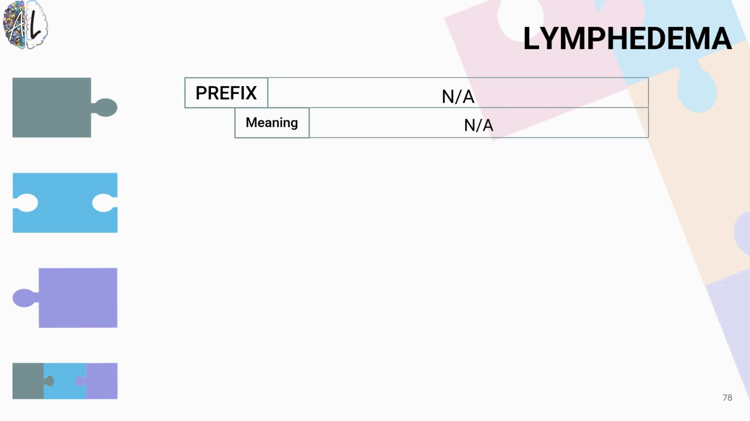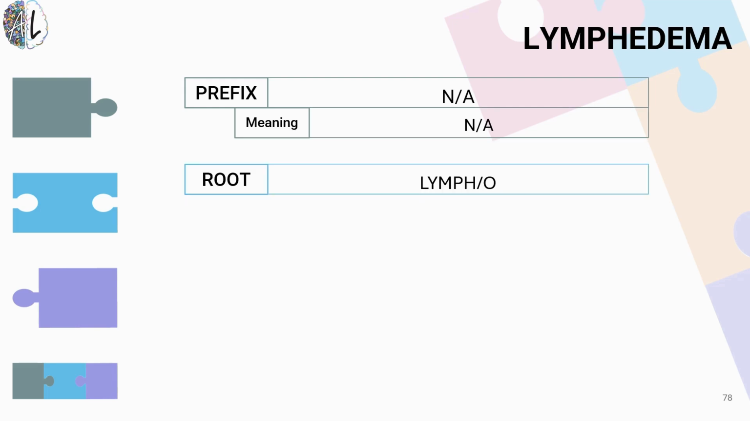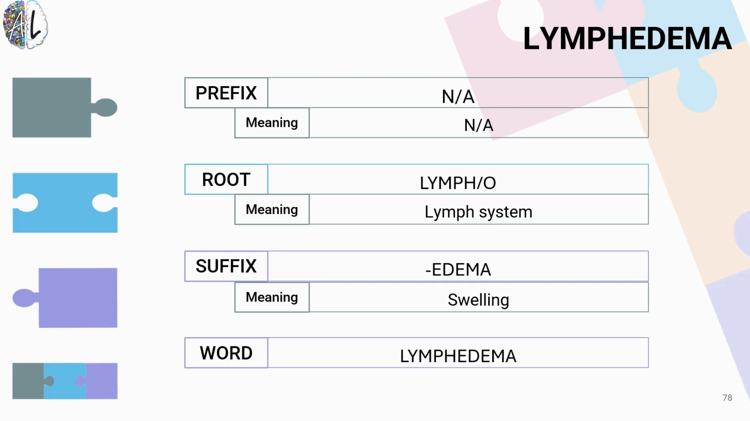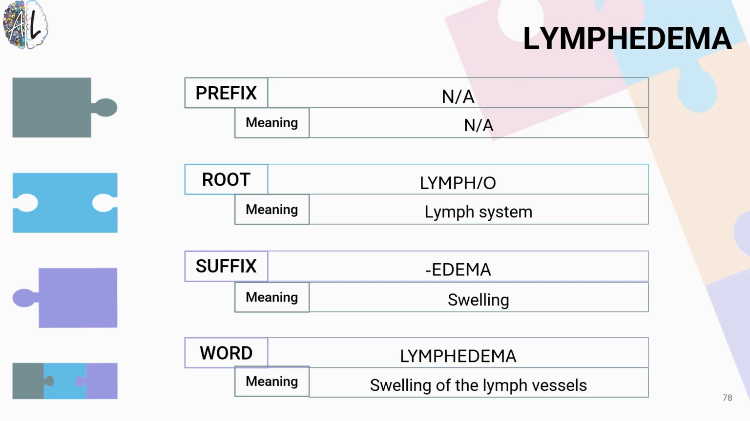Okay, so there is no prefix. The root term here is lympho, which again refers to the lymph system. We do have a suffix here, edema, which refers to swelling. And edema can be, or edemo can be in the center as a root term. In this case, we're going to choose the suffix, meaning as it's at the end, and it is swelling. So this one refers to swelling of the lymph vessels or that lymph system.